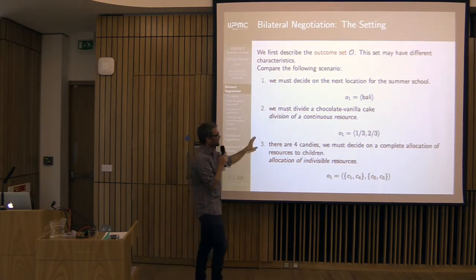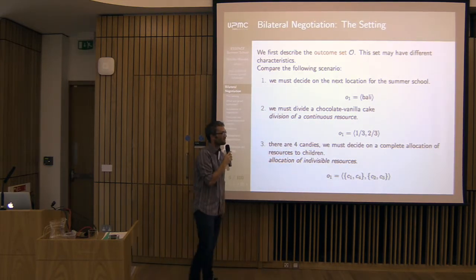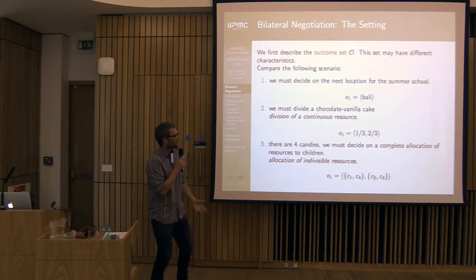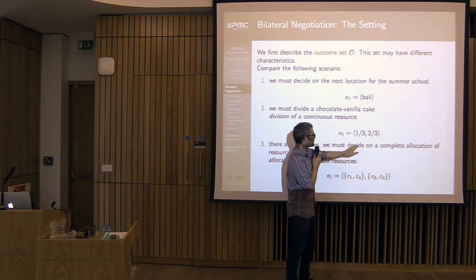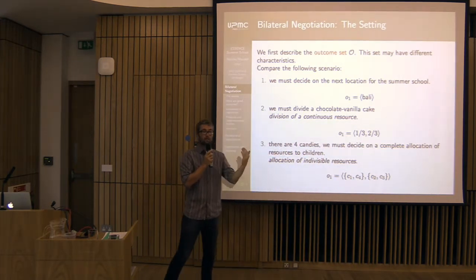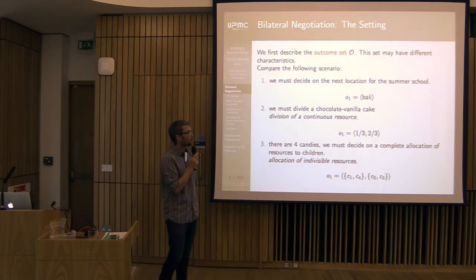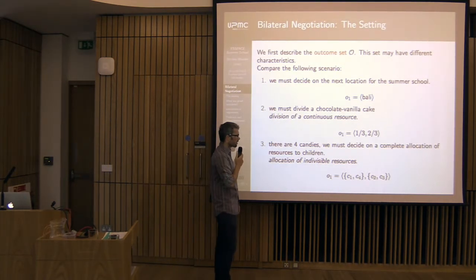Take this second example. You have a chocolate vanilla cake to divide, or a carrot cake, and so in that case, that's a division of a continuous resource. An outcome would be, I give 1/3 to guy A, and I give 2/3 to the guy B. Okay? In that case, the outcome is simply a division of this continuous resource. Very different, of course.